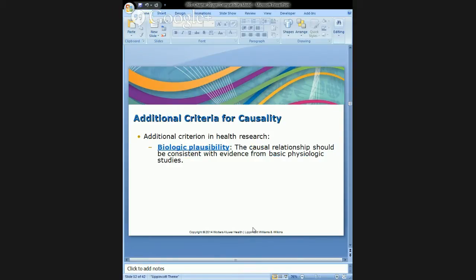Some additional criteria for causality or cause-effect. Biologic plausibility. That means there has to be some kind of cellular or biologic study or some basic physiologic explanation that's logical and relevant that would uphold what we're saying.